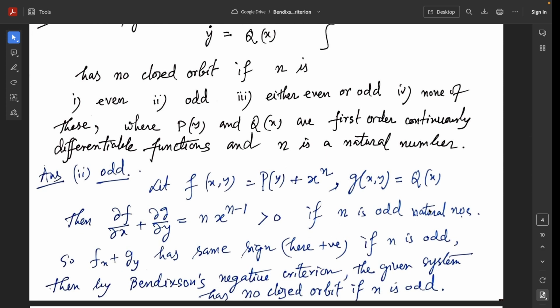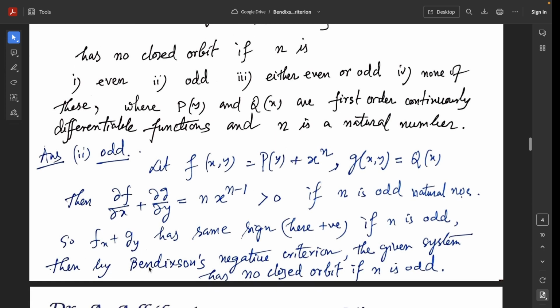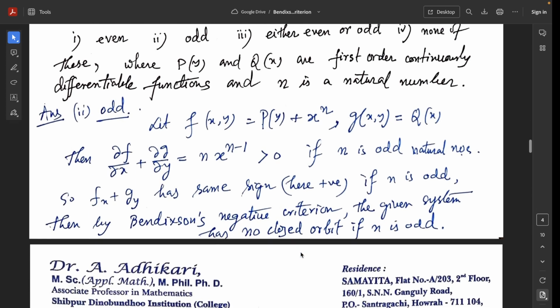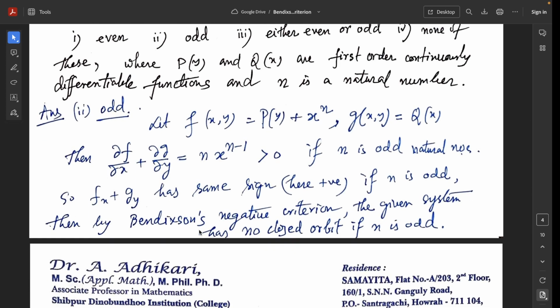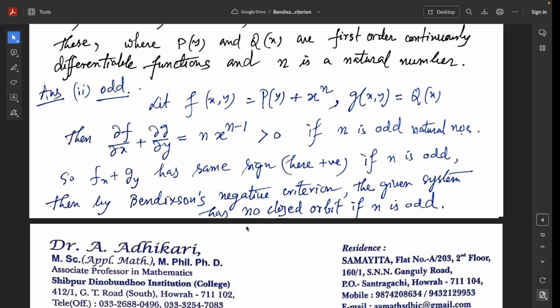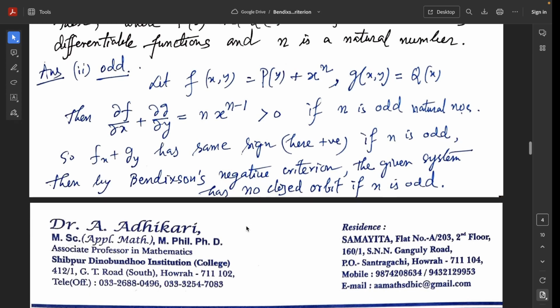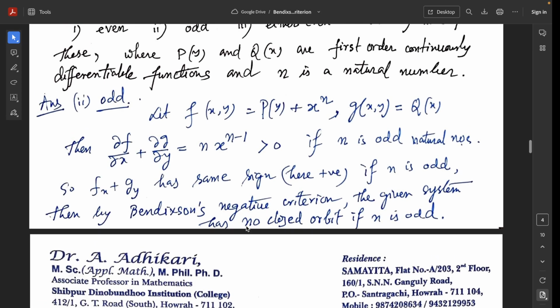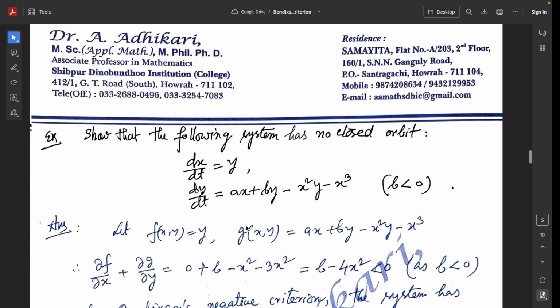If n is an odd natural number, suppose n equals 5, so 5 minus 1 is 4, so x to the power 4 is always positive. So f_x plus g_y has the same sign here, positive, if n is odd. Then by Bendixson's negative criterion, the given system has no closed orbit if n is odd.